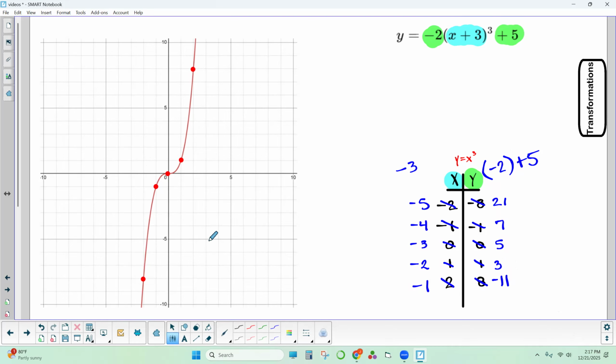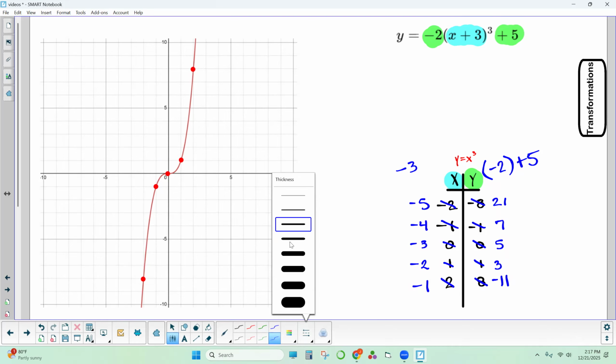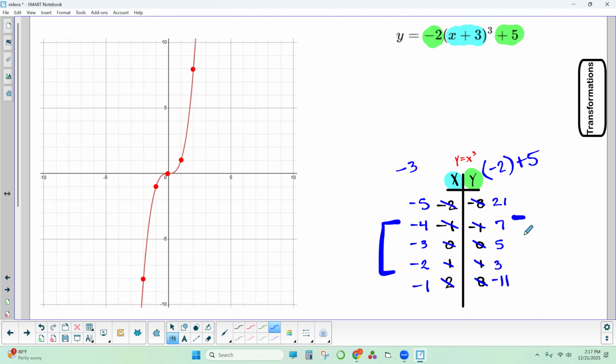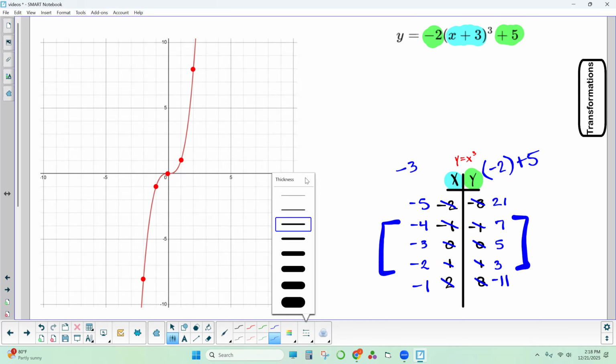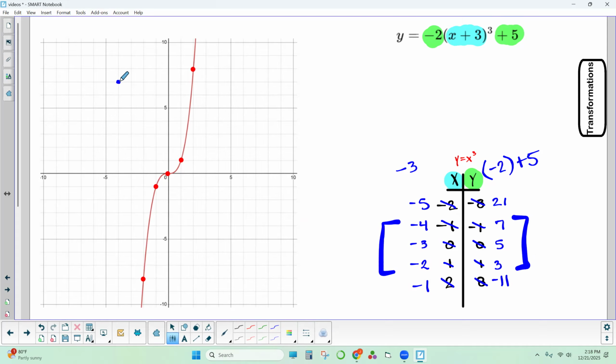That's what I'm going to come over here right now and graph in blue. We're just going to transfer these over. Obviously -5, 21 and -1, -11 are too big to fit in our window here, so we're just going to graph these 3 points. Let's go ahead and do that. So -4, 7 there, -3, 5 here, and -2, 3 right here.